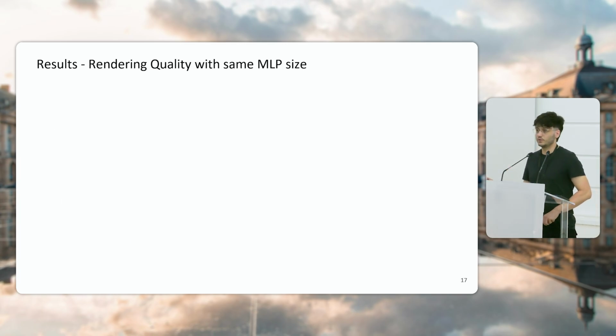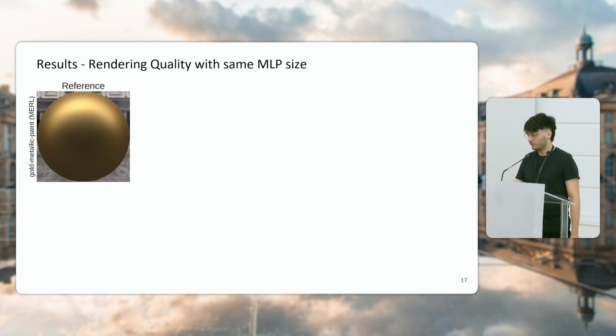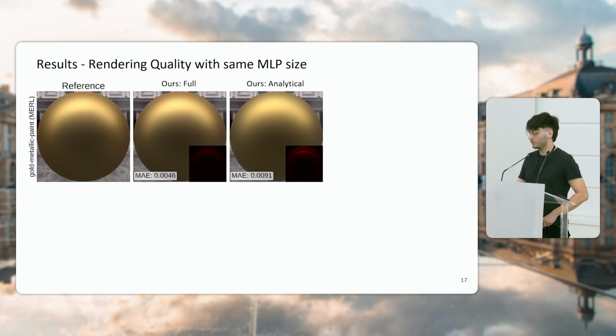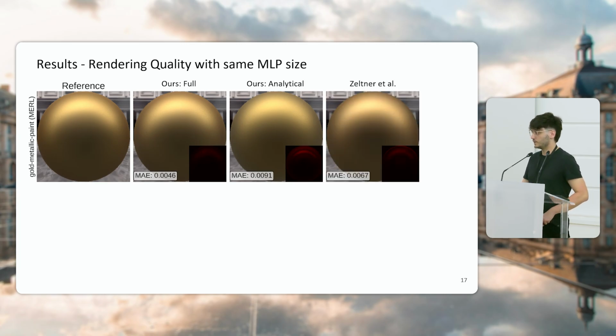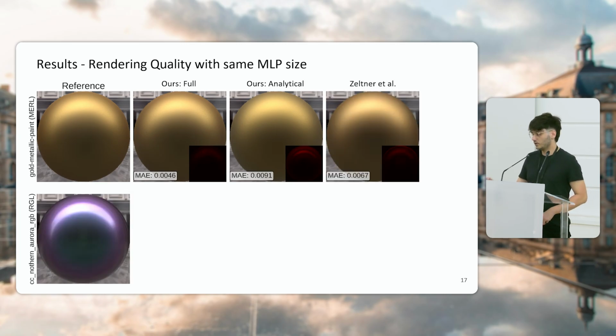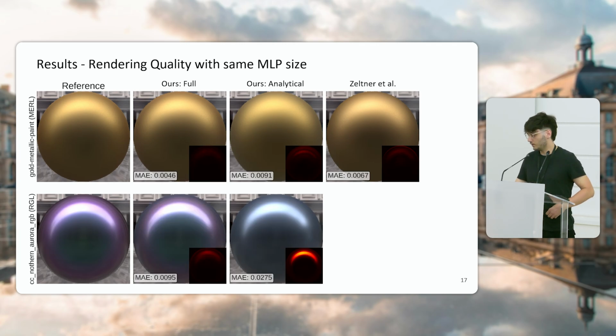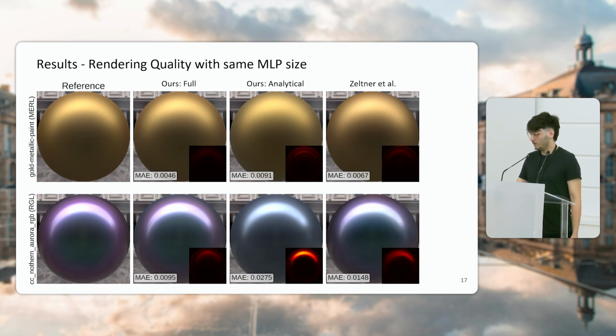When looking at rendering quality, but this time with the same MLP, looking at reference for MERL, we get very low error. Our analytical model on its own can get pretty close as well, and we still do better than a fully neural approach. Looking at the more complex BRDF from RGL, our full model is able to do the iridescent part correctly. Of course, the analytical model on its own cannot produce such effects, so it will be quite far, but we'll still get the same energy distribution. And Zeltner on its own is still a bit worse in terms of rendering quality.